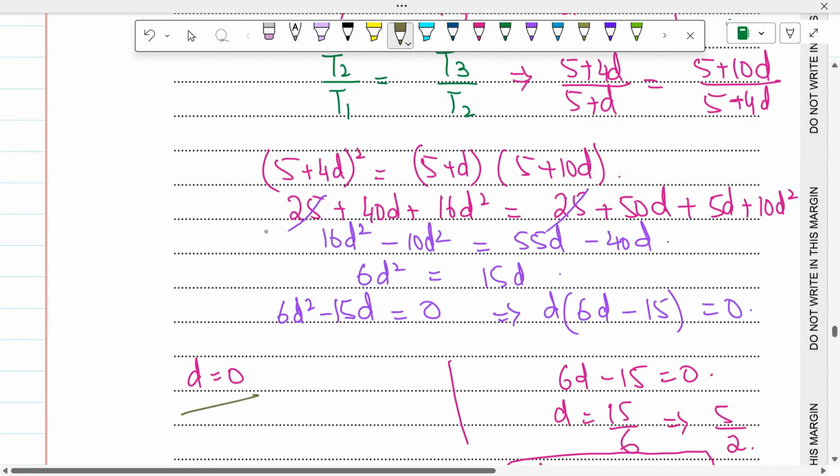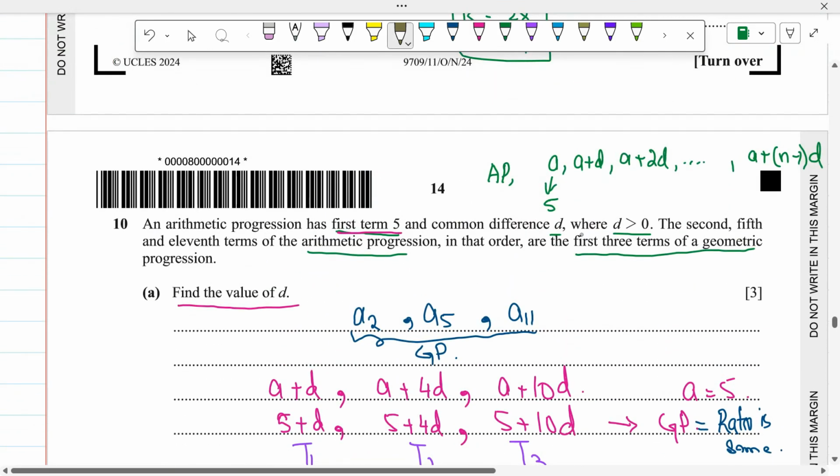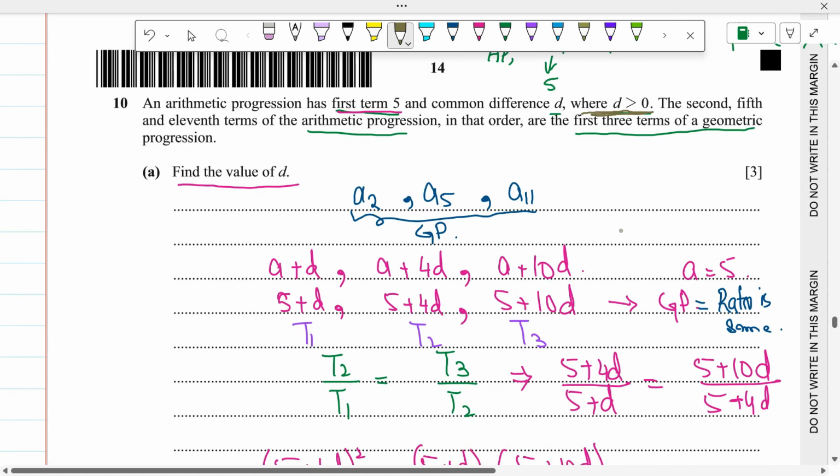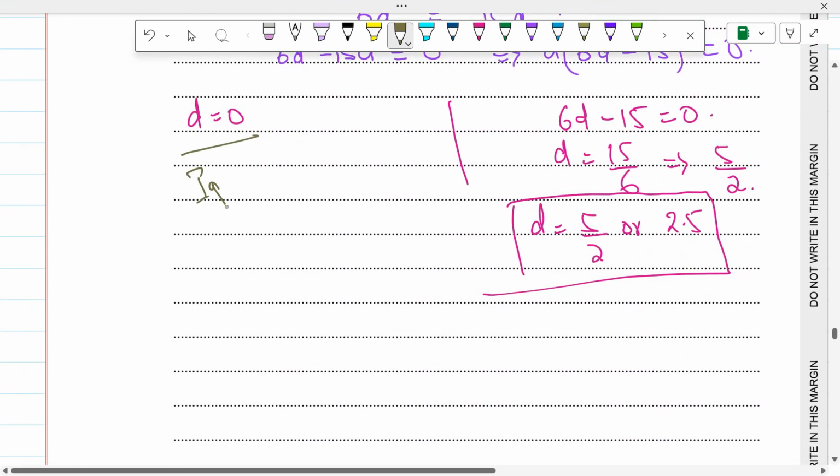The value d equal to 0 is not applicable because it says that d should be greater than 0, so we will ignore it.